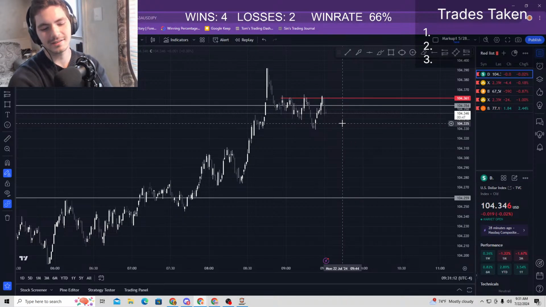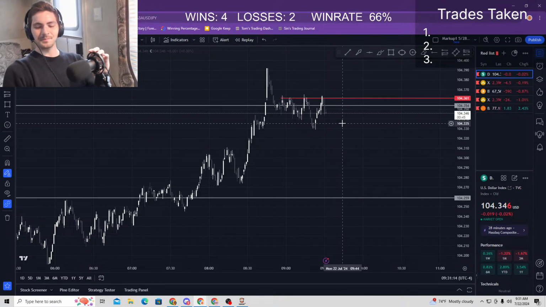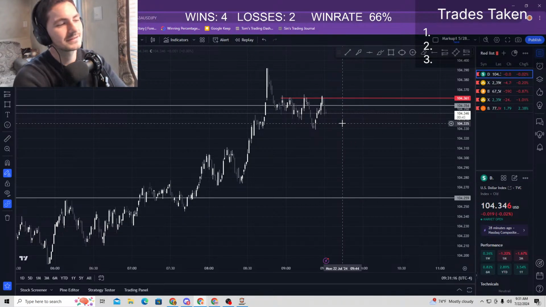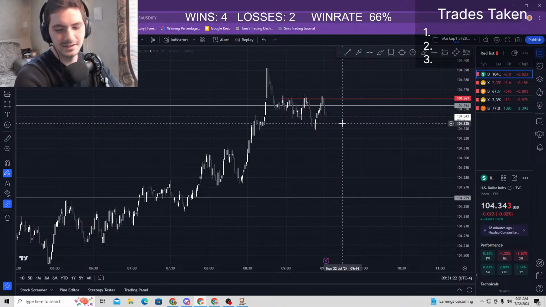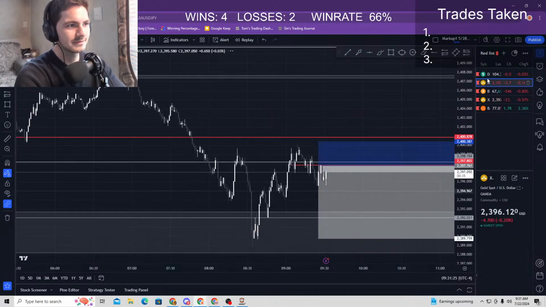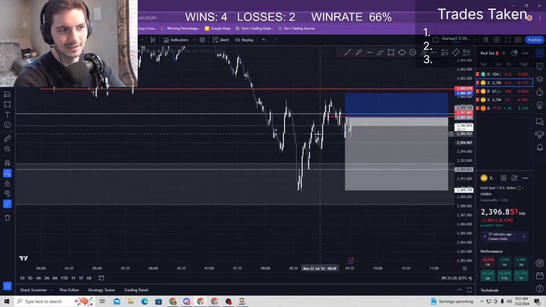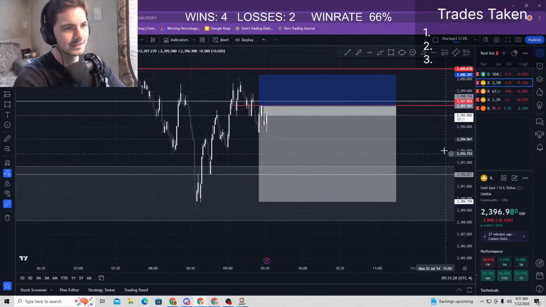Oh, DXY is rejecting. Didn't break out of the zone. Never mind. DXY never broke out. Gold can tank all it wants. I do not care, unless DXY breaks out.